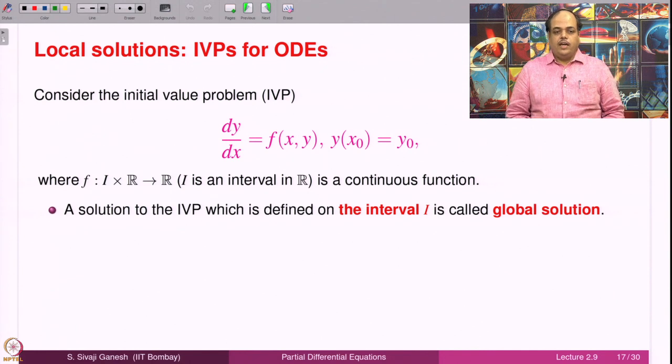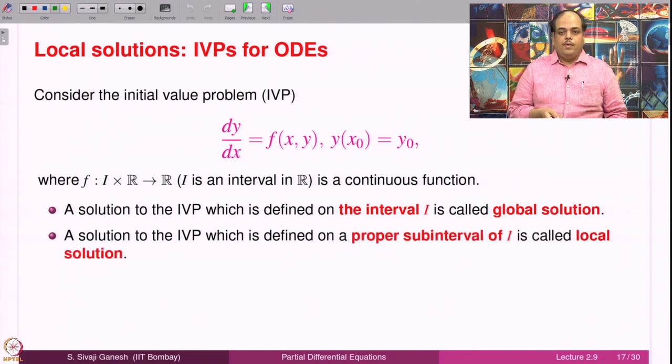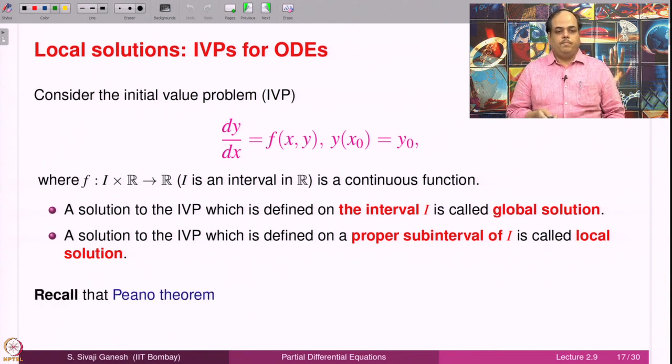Now, a solution to the IVP which is defined on the interval I is called a global solution. What is I? I is here. This ODE makes sense for x in I. And if you have a solution which is defined for every x in I, we call it a global solution. Imagine it is not the case and the solution is defined only on a subinterval of I, a proper subinterval of I, then that is called a local solution.